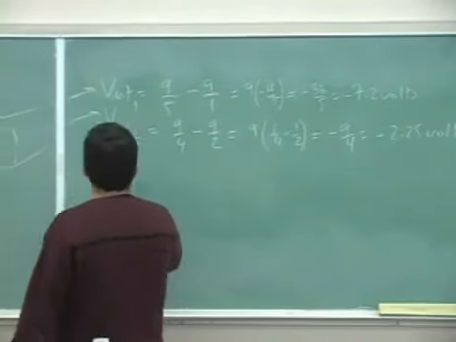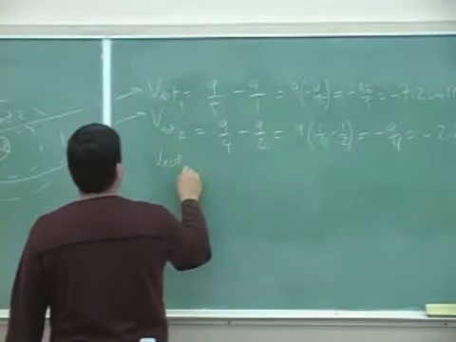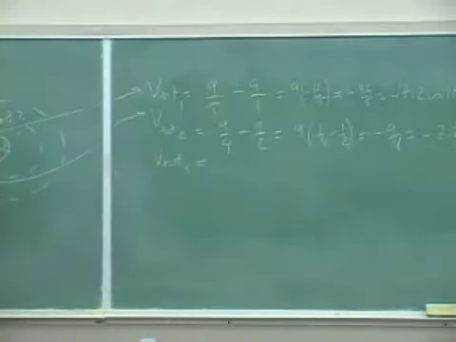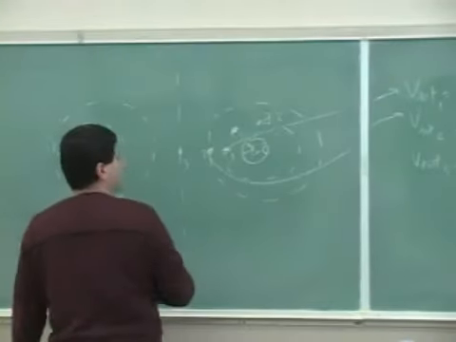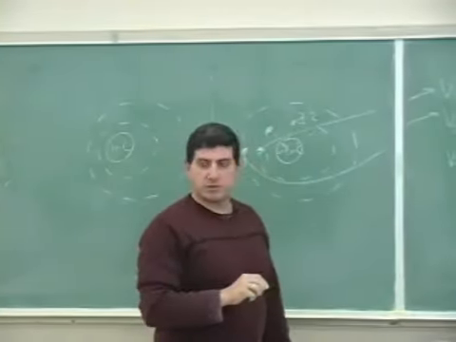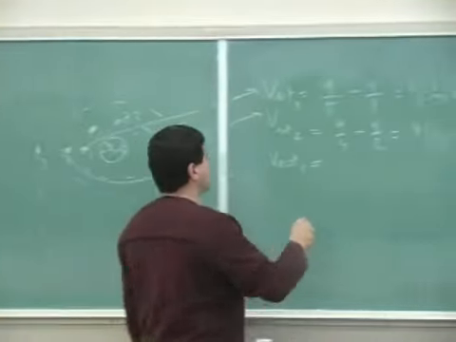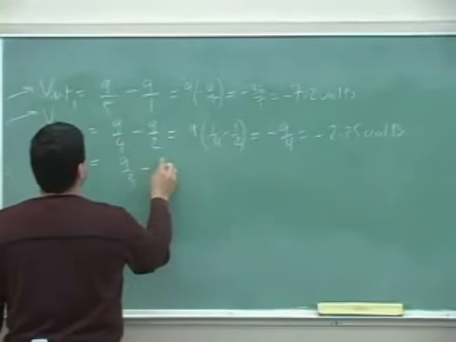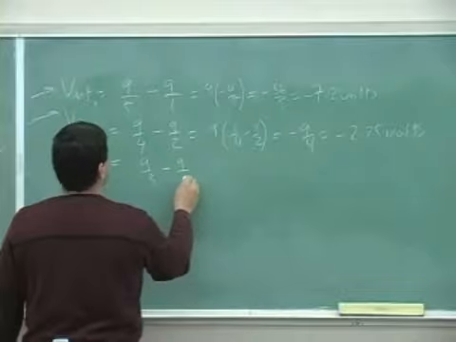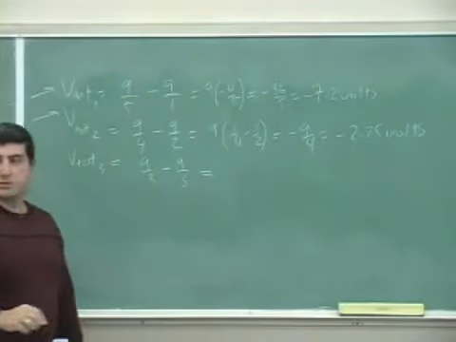So then what? V total of 0.3. Let's make this 0.3 here. 9 over 3 minus 9 over 3. 0 volts.